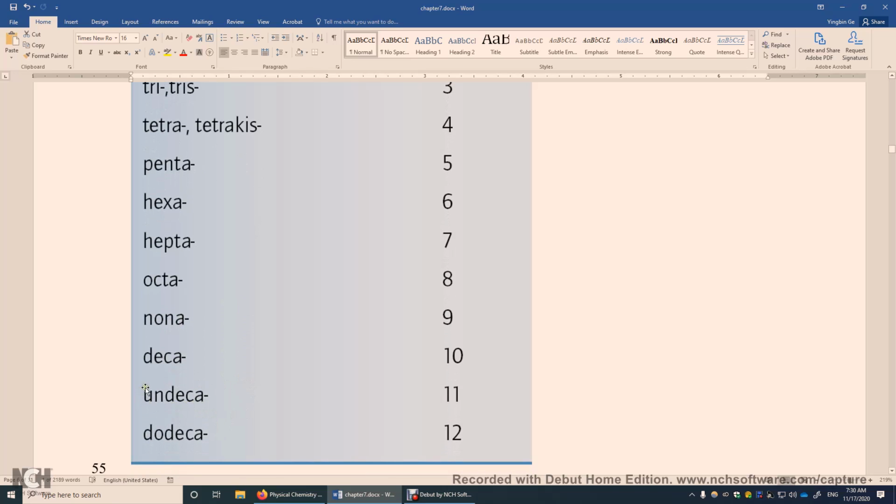Undeca, un means 1, so this is 1 plus 10, you get 11. When you have 11 ligands bonded to the same transition metal center, well, you'll have to say undeca. Dodeca. Now, do means 2, dodeca means 12, so it's 2 plus 10, dodeca.